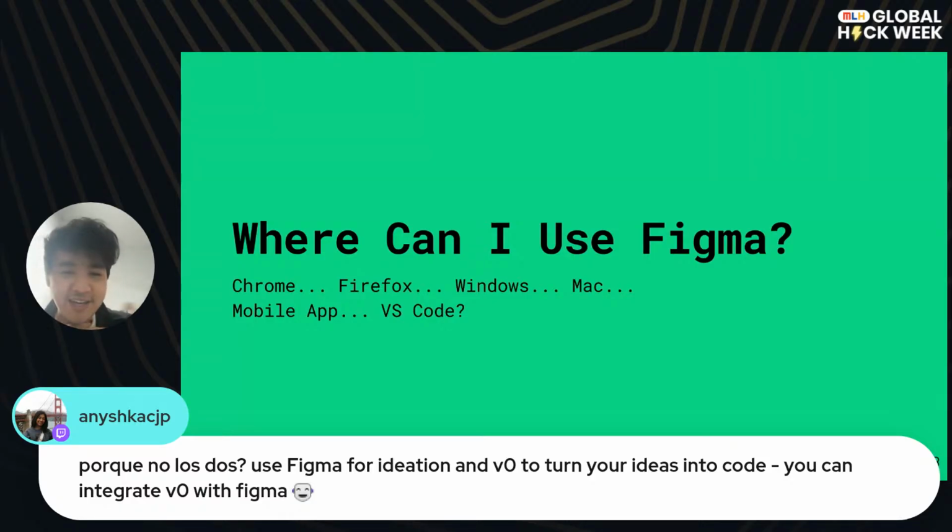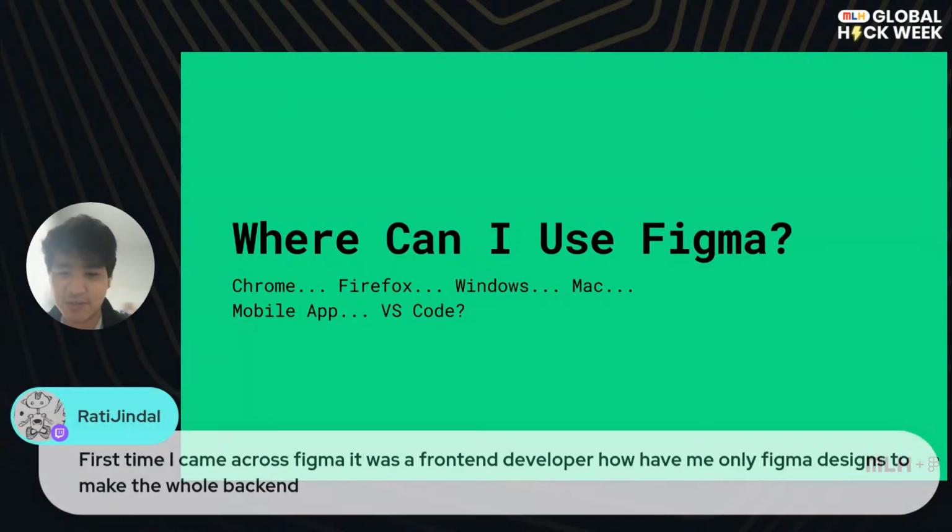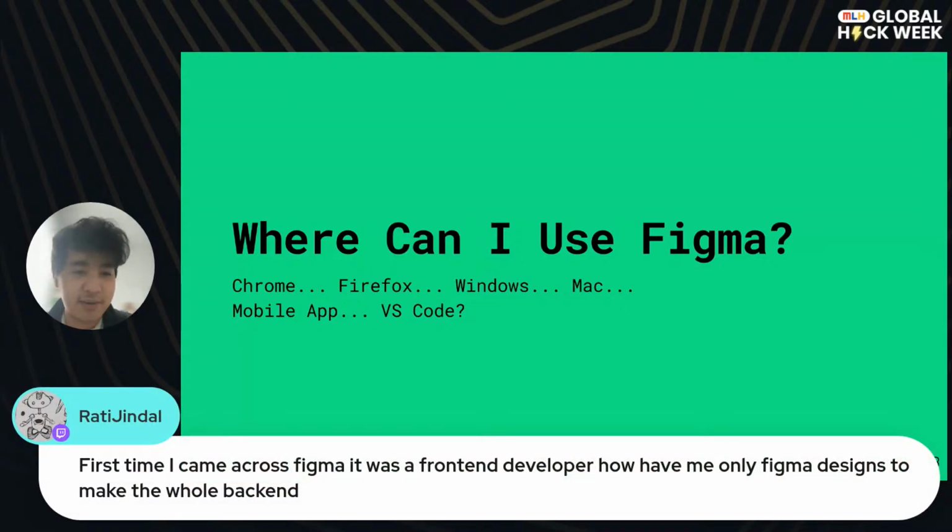Use Figma for ideation and V0 to turn your ideas to code. You can integrate V0 with Figma. That is true. V0 actually has to use Figma now. You can integrate your design straight to it, which is pretty cool. First time I came across Figma, it was a front-end developer. How have me only Figma designs to make the whole backend? Yeah, so Figma can't make your backends for you, unfortunately.